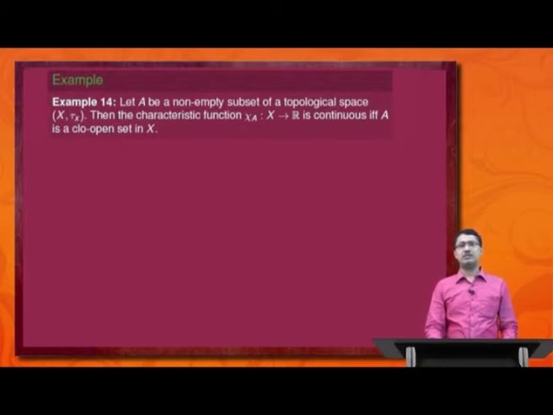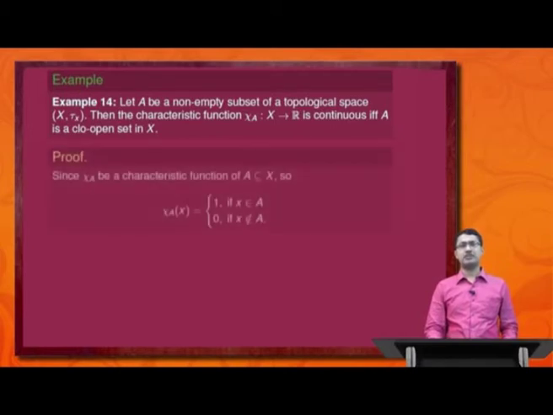Next we get another example, example 14. Let A be a non-empty subset of a topological space X. Then the characteristic function chi A from X to R is continuous if and only if A is clopen. That means A is both open and closed in X. Proof is very simple. Let chi A be the characteristic function of A. So chi A of x is equal to 1 if x belongs to A, and it is equal to 0 if x does not belong to A.